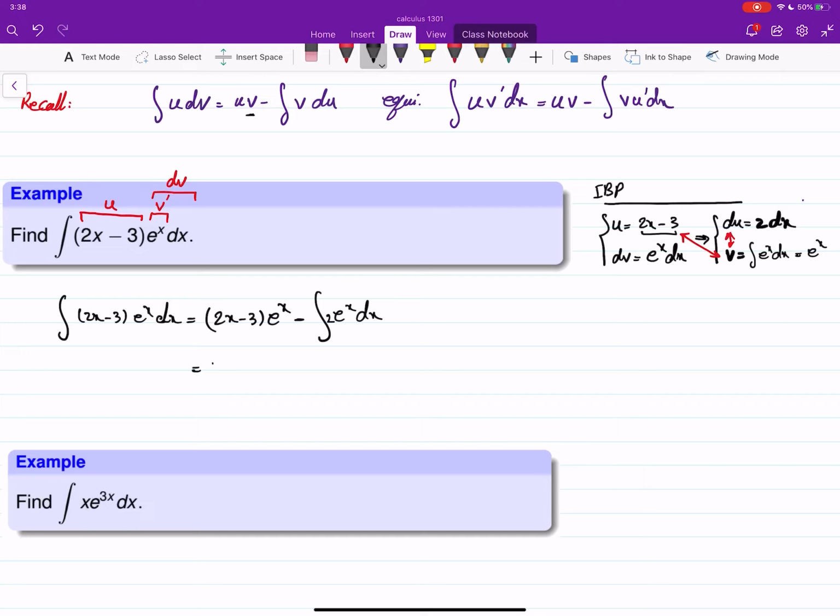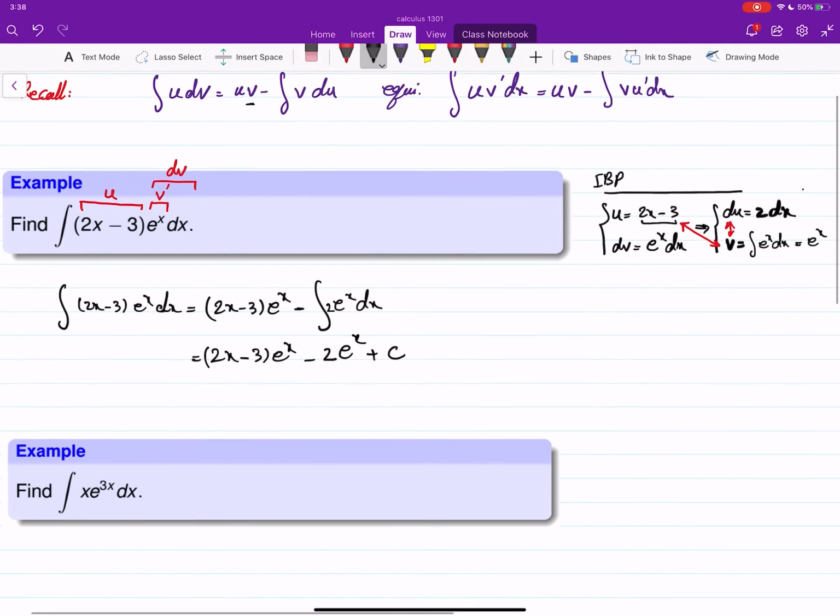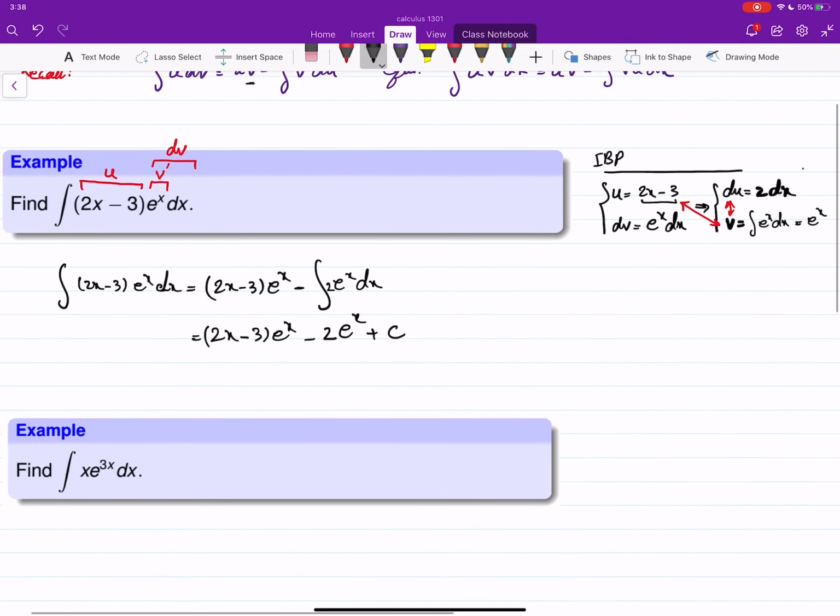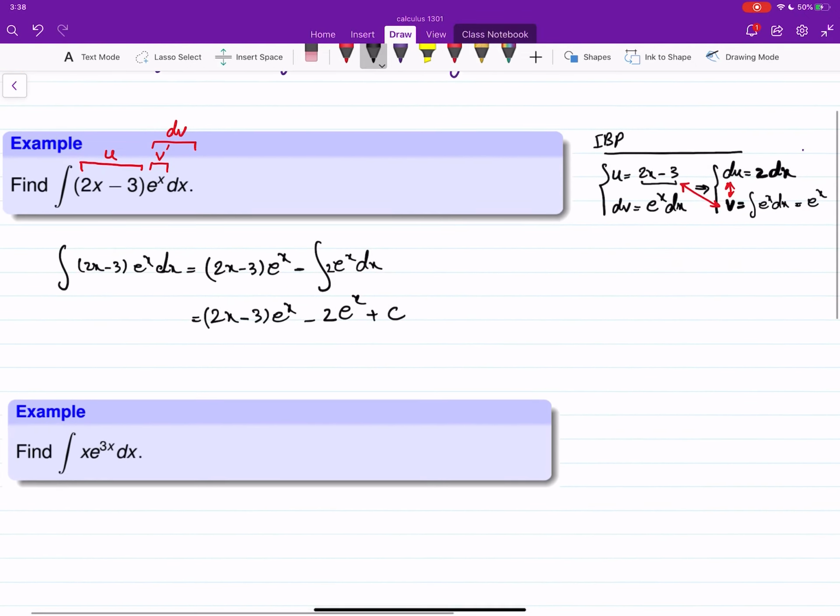Well, the right hand side now, the first part is just a function. The second part is the integral of 2 times e to the power x. The integral of e to the power x is e to the power x. There's a constant multiple rule. And then you put plus c. So by choosing u to be 2x minus 3 and v prime to be e to the power x, we were able to solve that integral.